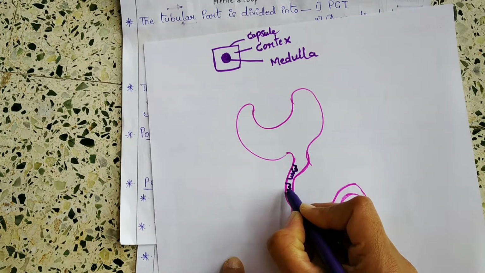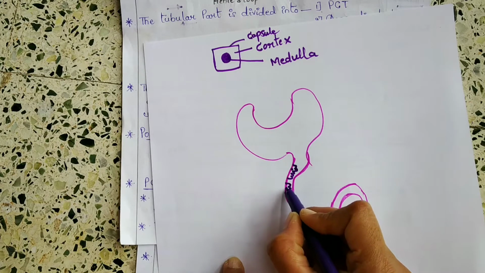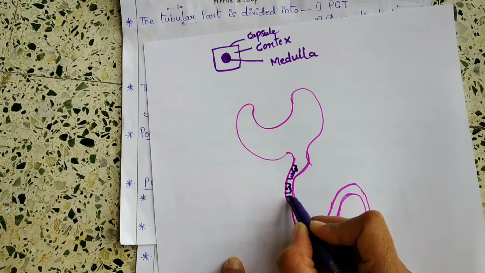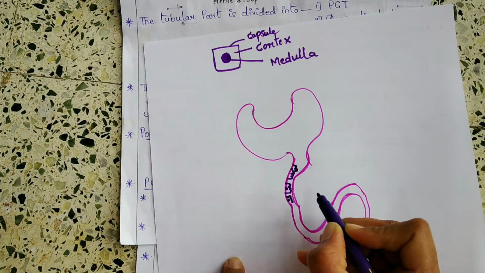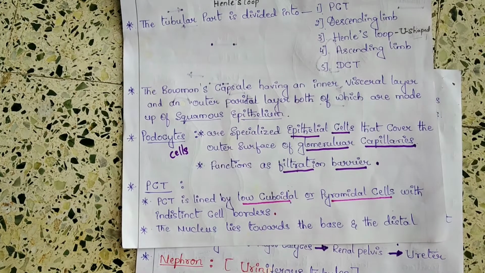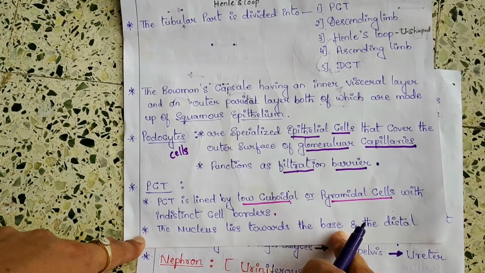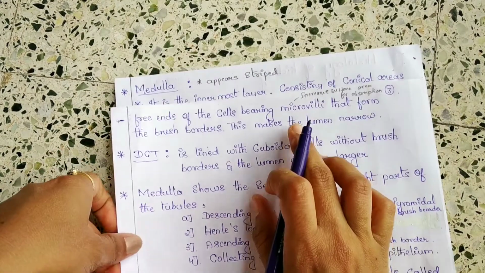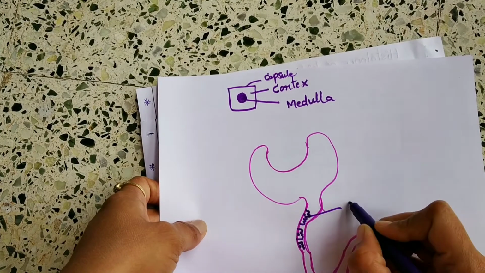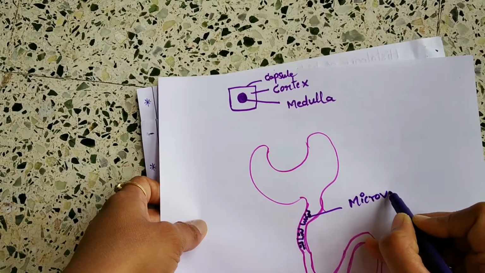The nucleus will be located at the base. This is lined by cuboidal cells and the nucleus lies towards the base, and the free ends of the cells bear microvilli. As I have shown here, this bears the microvilli.